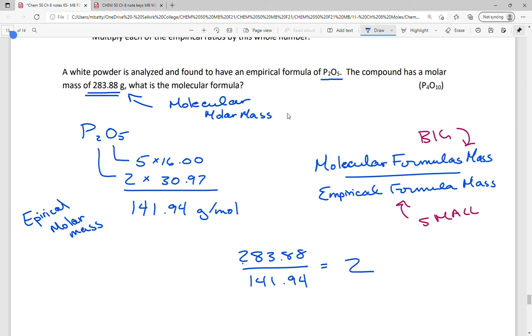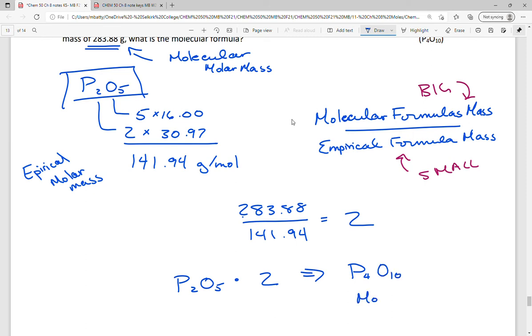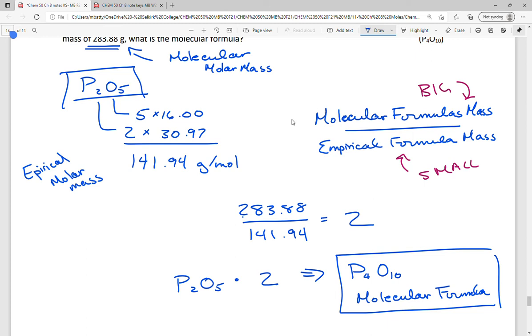And so if I wanted the molecular formula, knowing that this was the empirical formula, I would just scale it up by a factor of 2. So P2O5, I'm going to multiply everything by 2, and that gives me P4O10 as the molecular formula. So not a whole lot, assuming you can calculate the empirical formula.